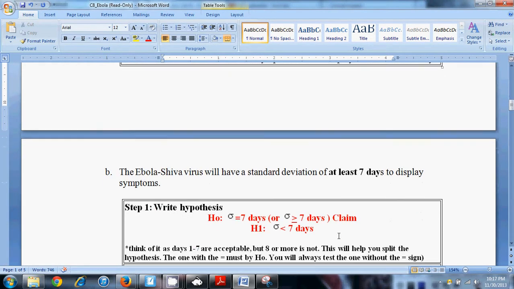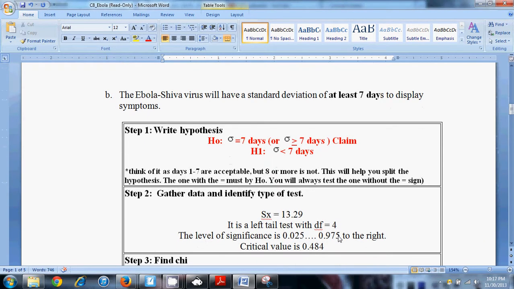The B's are the standard deviation with the chi values. And this one I want to say it takes at least 7 days. So 7 days or more. So I have the equal in there, so that's got to be my claim. Yours are a little more cut and dry. It's not as sneaky. So less than that is going to be my null. I said, think about it. 1 through 7 is okay, but 8 is not. So you're saying it's going to be 7 and up.